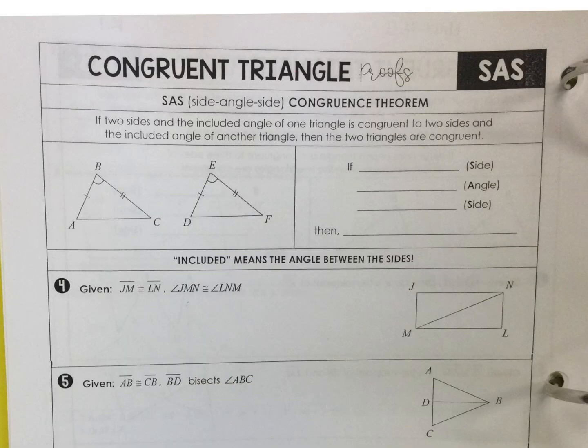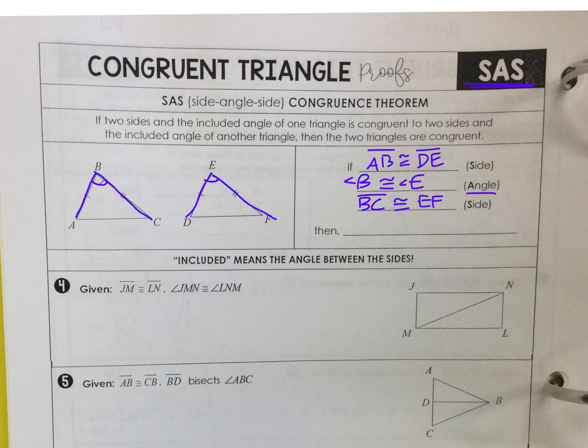The next rule we're going to talk about is side, angle, side, SAS. So if the side AB is congruent to DE and the angle, angle B, is congruent to angle E, and line BC is congruent to EF, then that is enough information so that I can say that triangle ABC is congruent to triangle DEF.